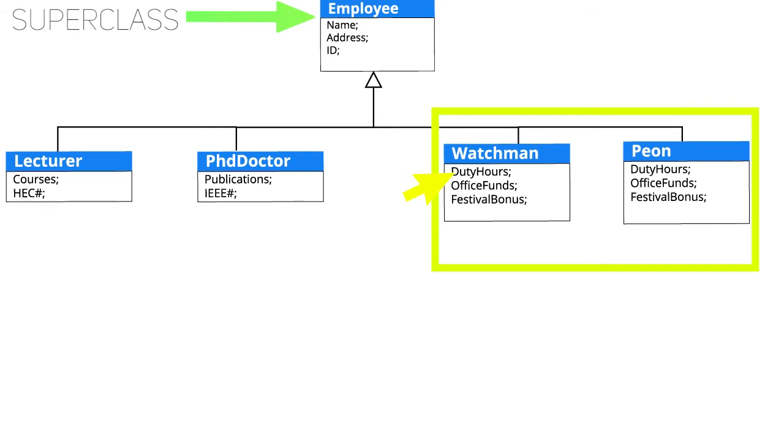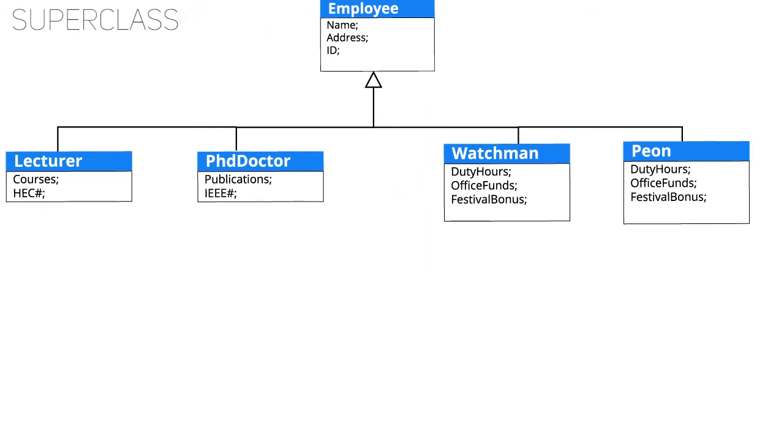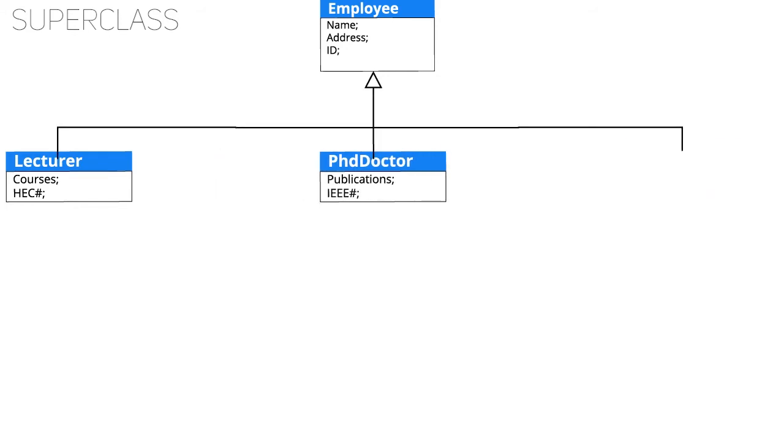three same properties of duty hours, office fund and festival bonus, we can combine both classes into one and name it as we like. So again, if two classes contain exactly the same properties, we can combine both into one to reduce the complexities of the program.